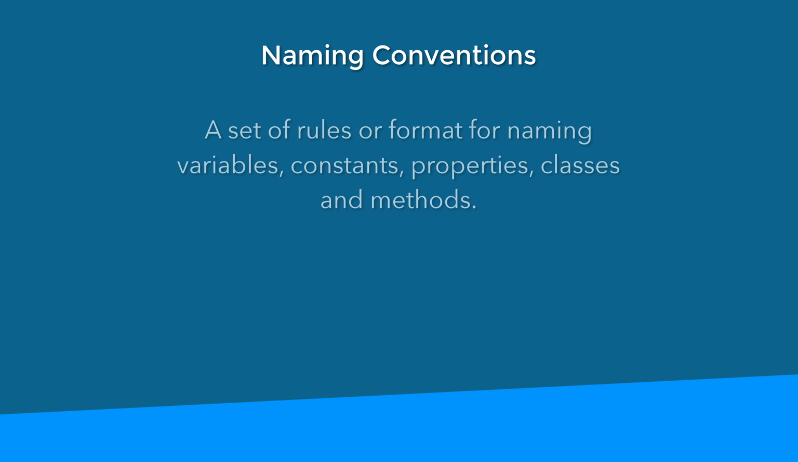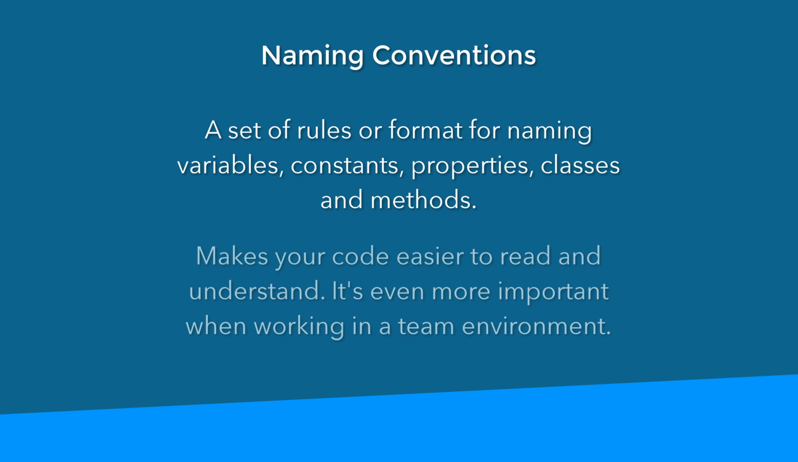What is a naming convention? Very simply, it's an agreed upon format to name variables, properties, classes, and all of that sort of stuff. By following a naming convention, your code becomes much easier to read and to understand. If you're working within a team, it's even more important to establish a naming convention that everyone will follow.